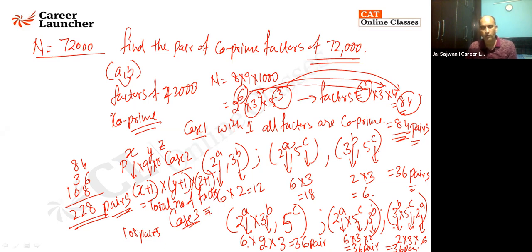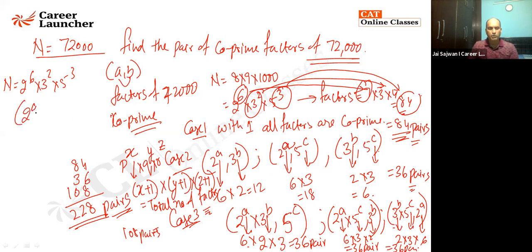Anyone else who has any query? Okay, Preet, I'll explain the case thing. Preet is asking about case number 3. The first thing is n is coming out to be 2 to the power of 6 into 3 to the power 2 and 5 to the power of 3. In case 2, I have taken one prime number as separate, and I was telling that these are co-prime.